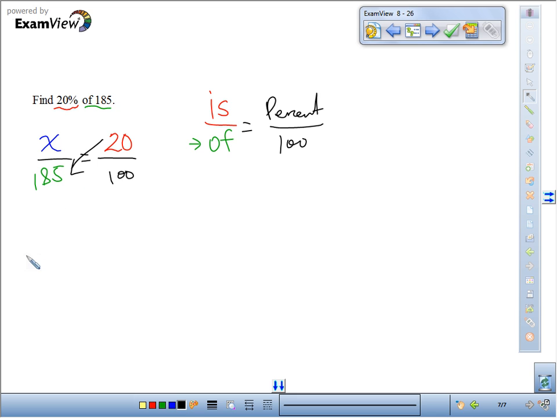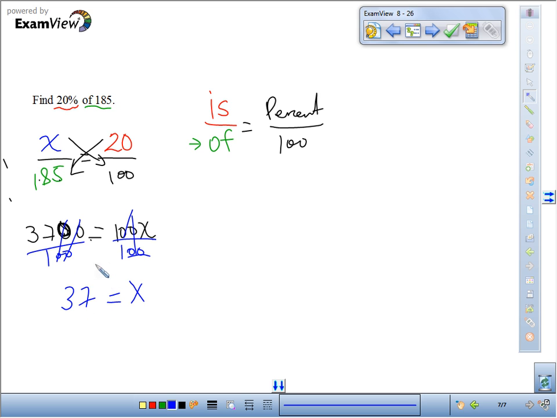So we multiply these two. This becomes 0. What is 2 times 5? 10. We got 1. 2 times 8, 16 plus 1, that's 17. I got 1. 2 times 1 is 2 plus 1, 3 equals. What is x times 100? 100x. What do we do at the end? Divide by 100, divide by 100. X equals 37.